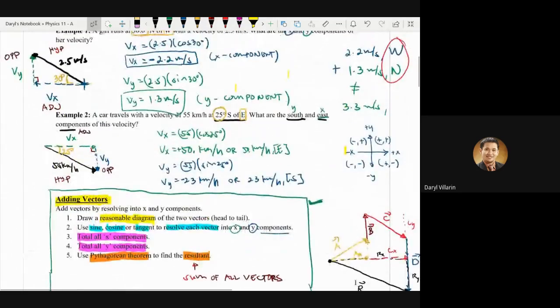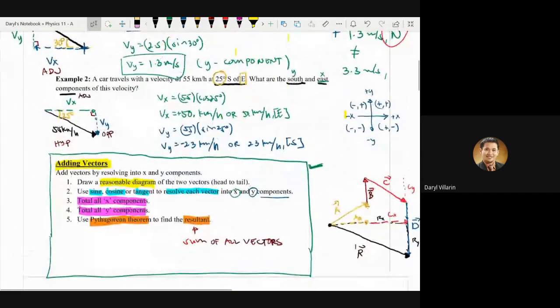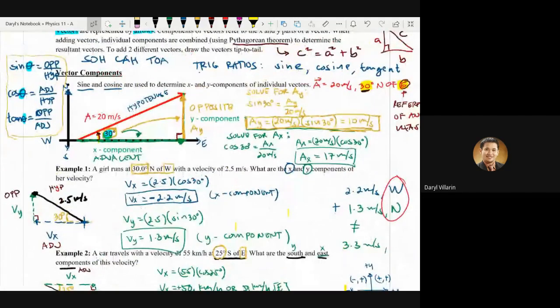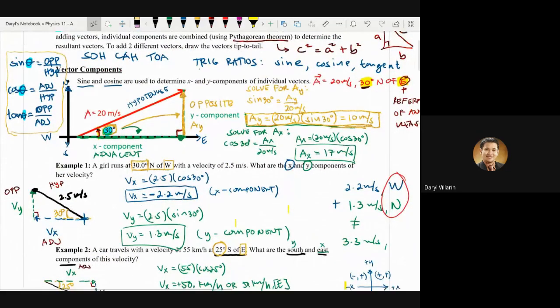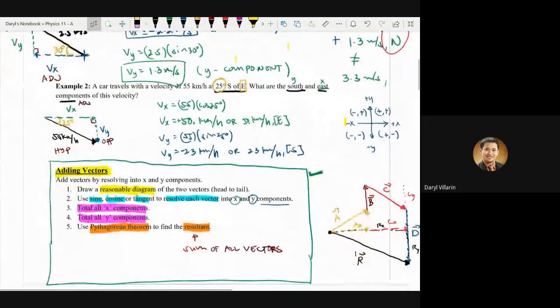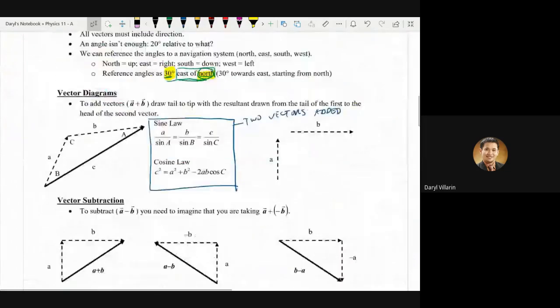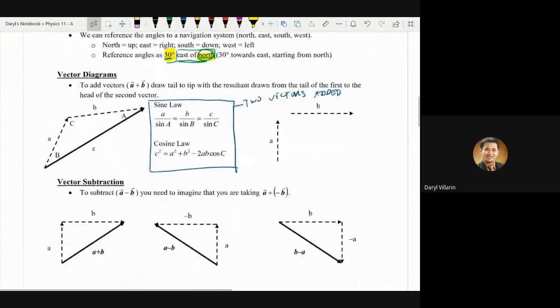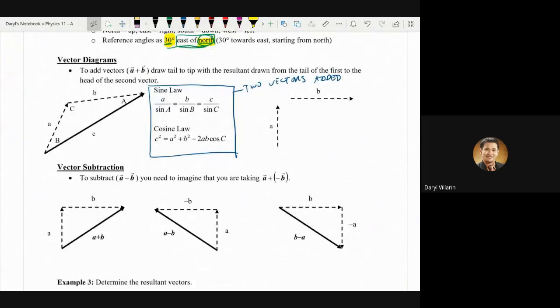So might as well just focus on this one here, because in resolving the vectors you just use trig ratio and essentially the Pythagorean theorem, which I believe you've done starting grade 8. So it's more familiar to you than the sine law and cosine law. But again, this is also in your arsenal, or one of the options that you can do.